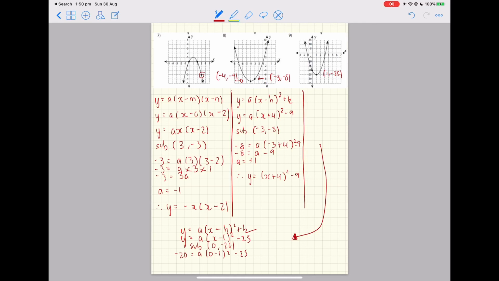0 take away 1 is −1. −1 squared is equal to positive 1. So −20 is equal to a − 25. A is therefore going to equal 5 if you add 25 to both sides. So therefore, your equation is going to be y is equal to 5(x − 1)² − 25.